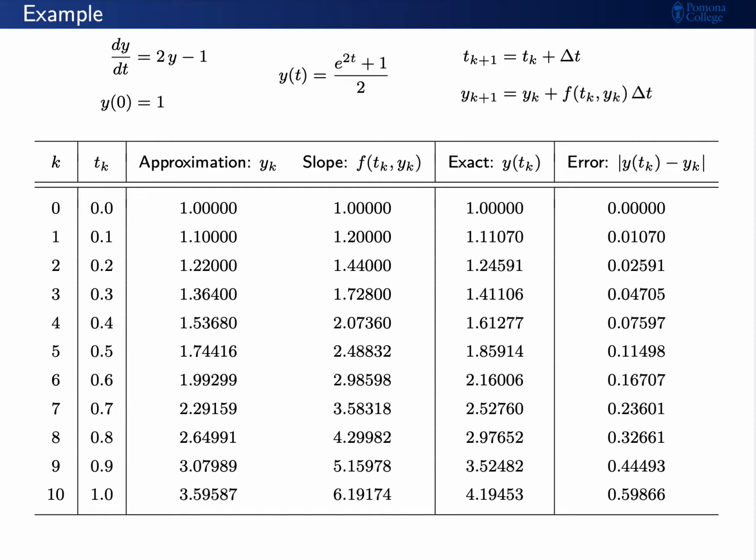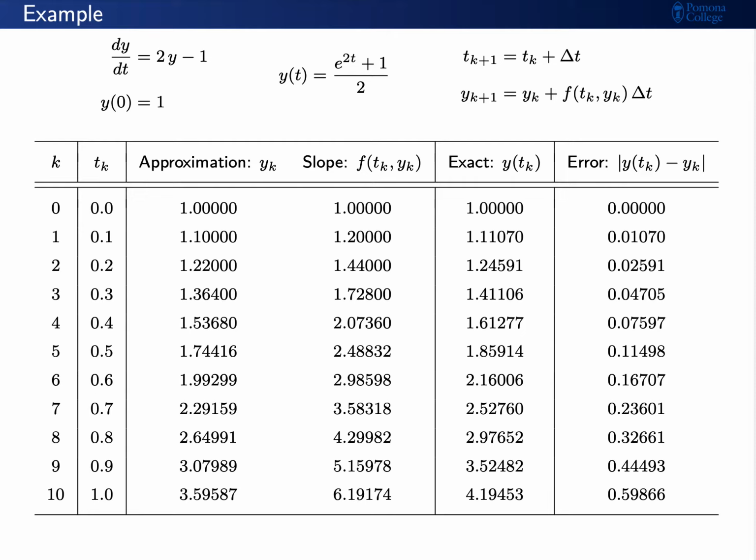Here's an example of Euler's method. Let's consider the first-order equation dy dt equals 2y minus 1, where initially y of 0 equals 1. Back in lesson number 4, we found the actual solution y of t equals e to the 2t plus 1 divided by 2.